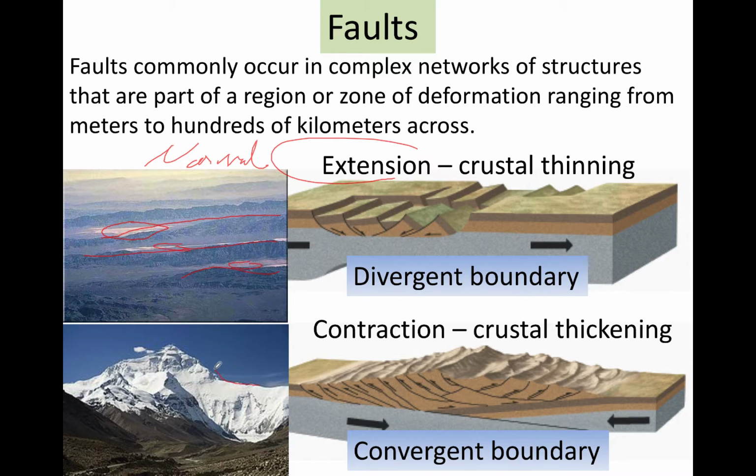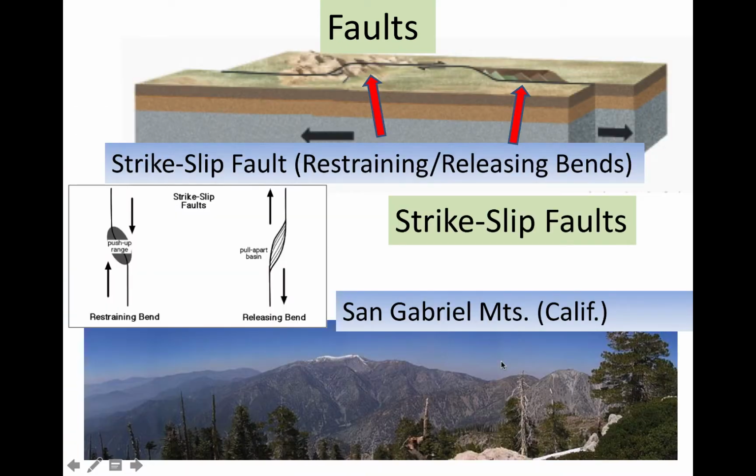If we look at Everest, which is here in the bottom left, that's part of a contractional style of deformation. Those rocks are under compression. Compression creates reverse and thrust faults and thickens the crust. So we would expect a convergent boundary. A divergent boundary for normal faults, a convergent boundary for reverse or thrust faults. This is a gross generalization, but it mainly works.